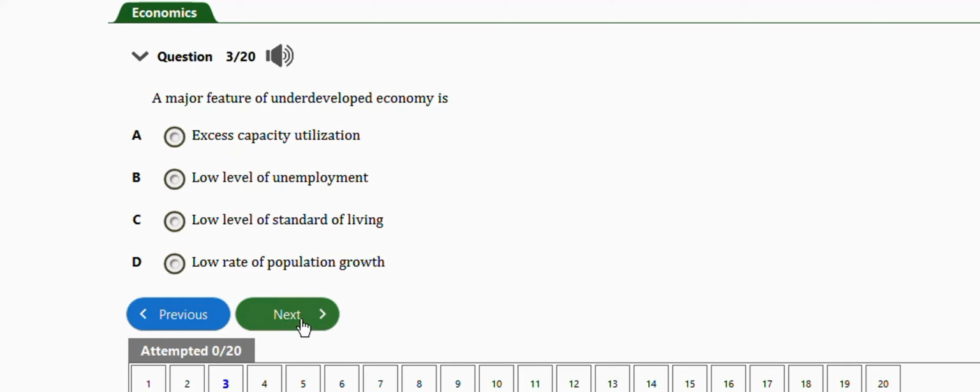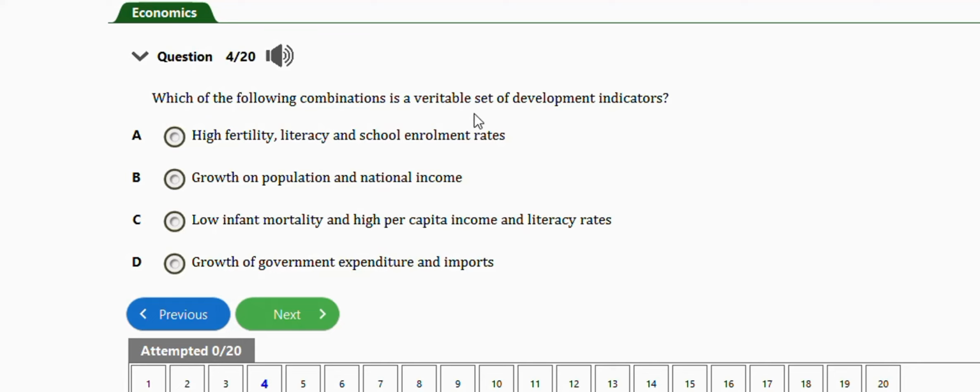Okay, the next question is this one. It says which of the following combinations is a veritable set of development indicators? We have high fertility, literacy and school enrollment rate, growth on population and national income, low infant mortality and high per capita income and literacy rates. We have growth of government expenditure and imports. So guys, the right answer to this question is low infant mortality and high per capita income and literacy rates. Okay, that's the right answer, option C.